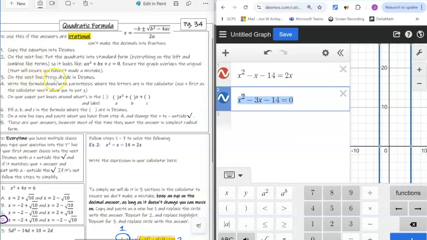On the next line, press divide in Desmos. Now I'm going to say this 1,000 times. Press divide in Desmos. If you don't press divide in Desmos, it will not look the same.